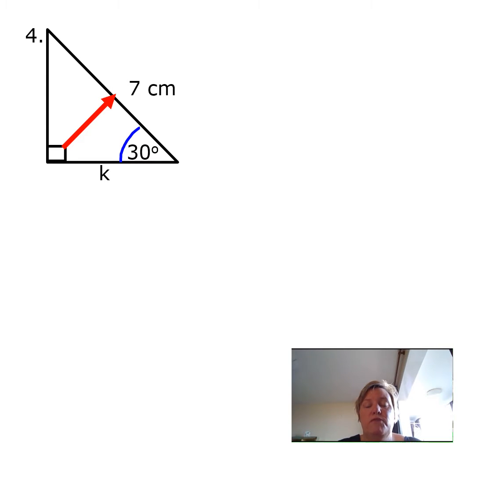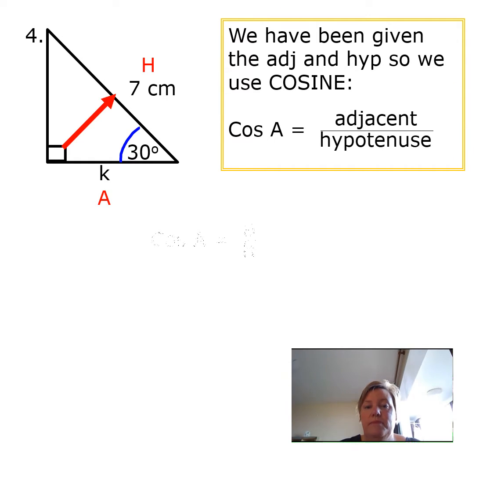It's going to be very, very important here that I label this carefully because there are two sides that I could possibly find. Only one of them is marked. Okay, it's the marked angle I'm looking for. There is my hypotenuse, and remember I'm always referencing that 30-degree angle, and that K is on the adjacent because it's next to. Now that's automatically told me I've got A and H, so that's going to be cosine.